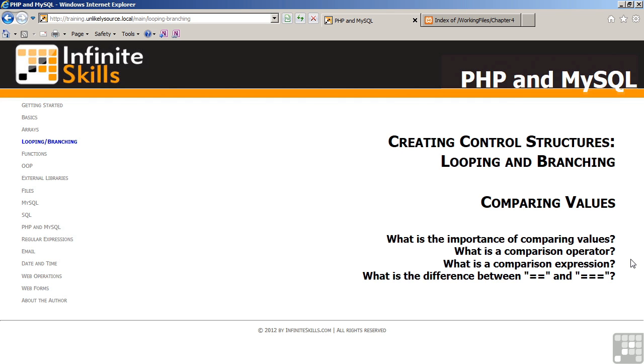This lesson will discuss comparing values. Topics include: what is the importance of comparing values? What is a comparison operator? What is a comparison expression? And what is the difference between double equal and triple equal?